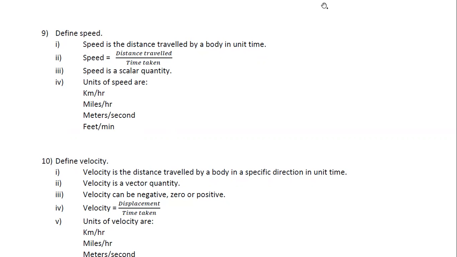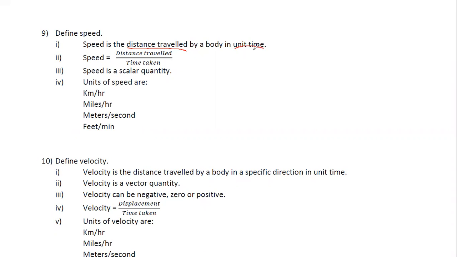So, as you can see on the screen, I have written question number 5 as define speed. Speed is the distance traveled by a body in unit time. Speed is equal to distance traveled divided by time taken. Okay, so what is speed? Speed is distance traveled. That means how much distance is getting traveled by a body in unit time.